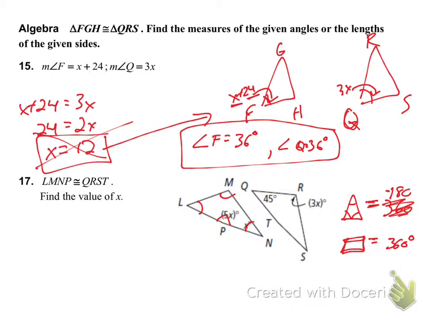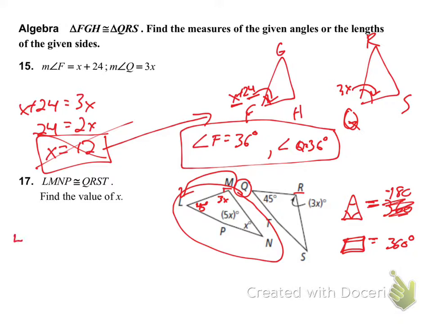So all we got to do is find all of the angles in here. Measure Q is corresponding, or is congruent to measure L. So that means this is 45 in here, 45 degrees. Measure M and R are congruent, so that means this would be 3x. So then I have all my measures here in this 4-sided shape.